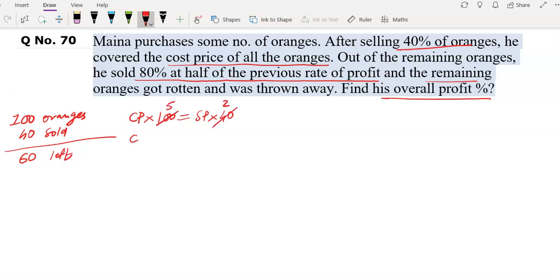2 5s are 10, 2 2s are 4. So we get the ratio of CP and SP, which is 2 upon 5. So cost price is 2 units and selling price is 5 units. And this is for 40 oranges sold. Now if we look at it, the profit is how much? Selling price minus cost price. 5 minus 2 is 3, which is the profit.